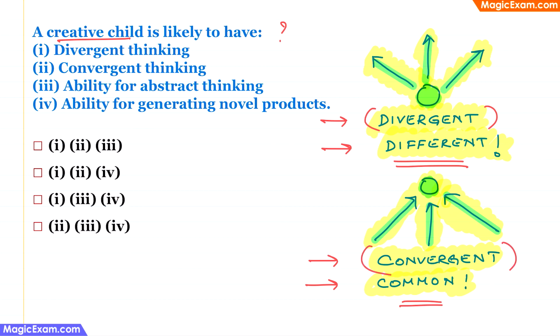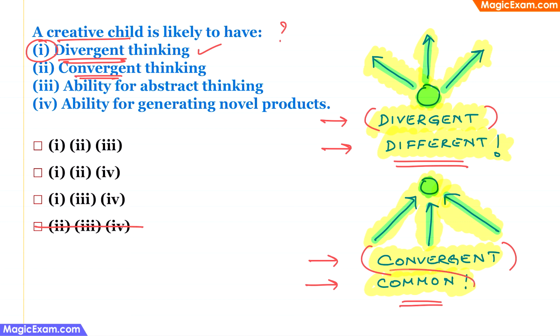Therefore, when we look at the options, divergent thinking, this is something that is most likely there in creative children. Therefore, the correct answer should have 1 in it. When we look at the options, the last one does not have 1 in it. Therefore, we'll eliminate that. Next, convergent thinking.